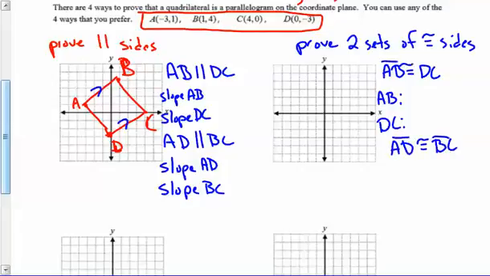Right? If we're talking about congruency, then you'll need to write it that way. AD is equal to what, and BC is equal to what? Again, use the distance formula to prove that those opposite sides are congruent.